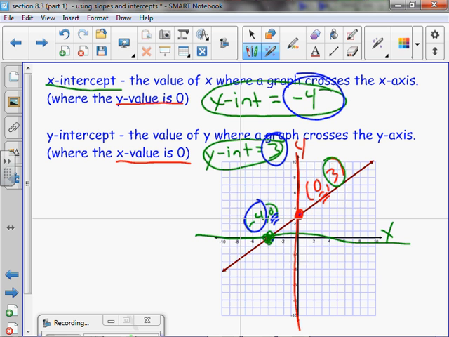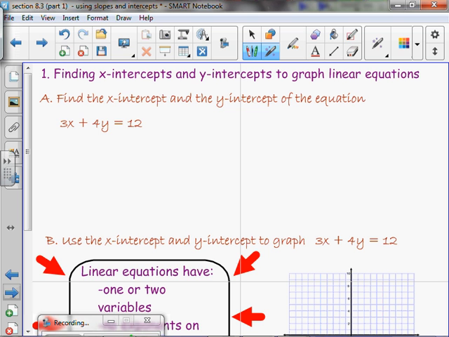Okay? This comes in handy when we're thinking about graphing. Because remember, we only need 2 points to graph, and if we have an x-intercept and a y-intercept, well, there are 2 points, and we can just graph right from there. Okay? So question A tells us to find the x-intercept and the y-intercept of the equation 3x plus 4y equals 12.